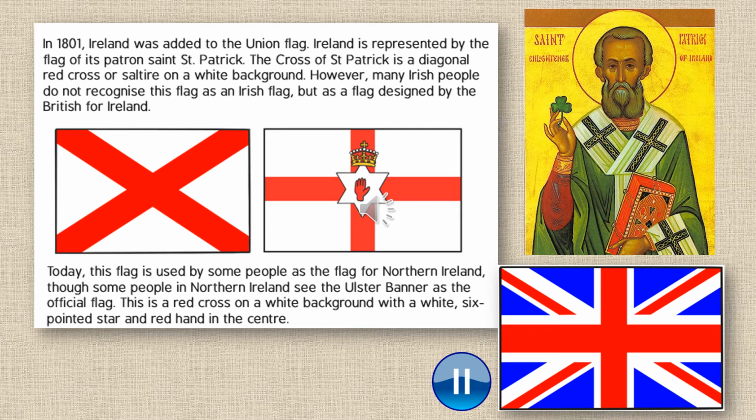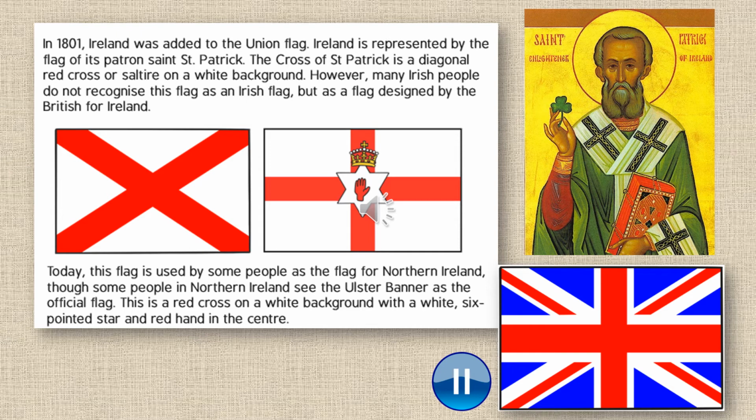Ireland is represented by the flag of its patron saint, St. Patrick. The cross of St. Patrick is a diagonal red cross or saltire on a white background. However, many Irish people do not recognise this flag as an Irish flag, but as a flag designed by the British for Ireland. Today, this flag is used by some people as the flag of Northern Ireland, though some people in Northern Ireland still see the Ulster banner as the official flag.